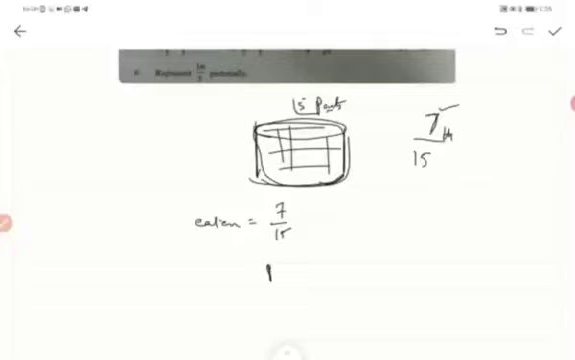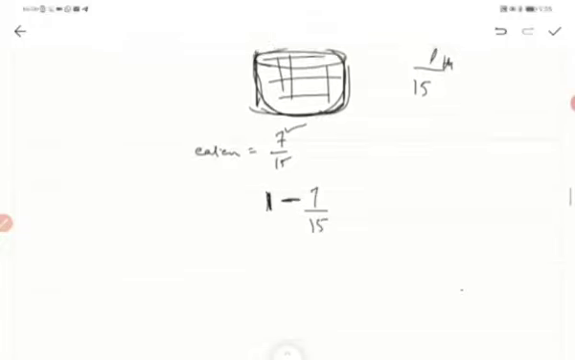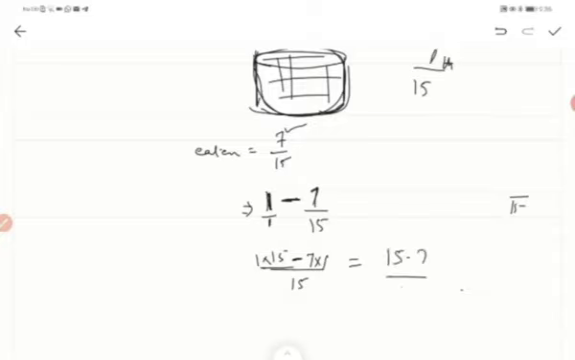So my cake will be 1 minus the eaten part. The whole cake I'll take as 1, and the eaten part is 7 by 15. So 1 minus 7 by 15. Take the LCM, which is 15. This is 1 by 1, so 1 into 15 is 15, minus 7 into 1. So it is 15 minus 7 by 15.